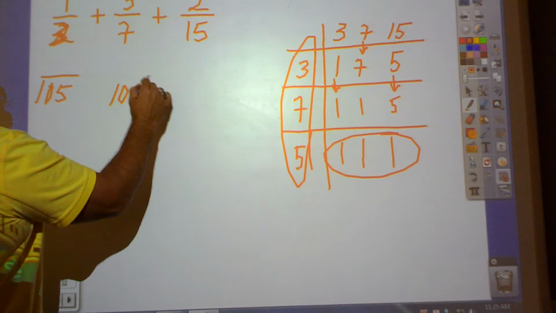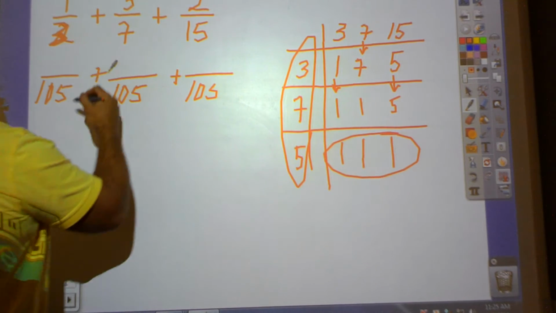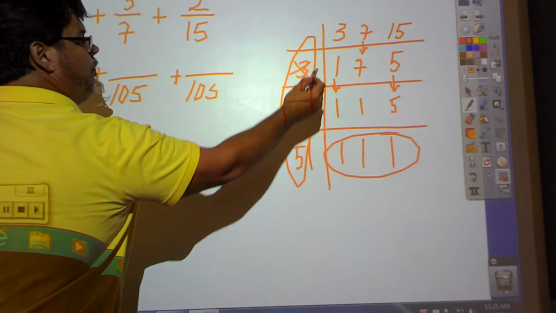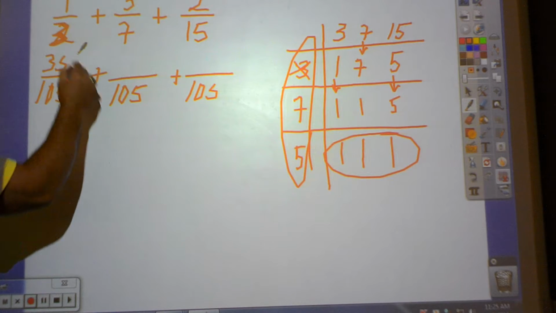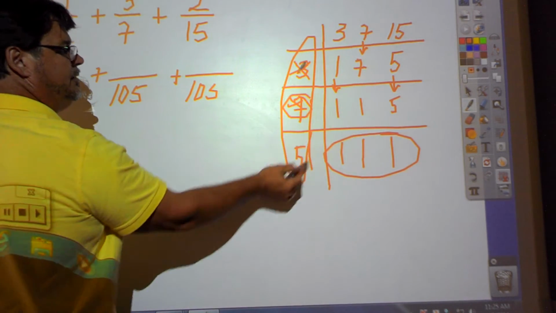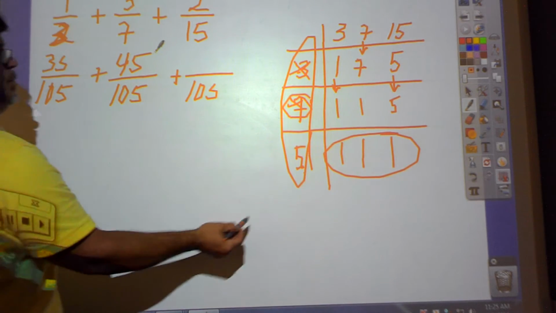Now, the good thing about it is, when you do this, look what it does. 3 will go into 105 how many times? 35 times. 35 times 1 is 35. 7 will go into 105 how many times? 15 times, and 15 times 3 is 45. 15 will go into 105.